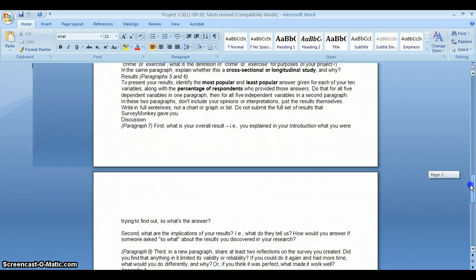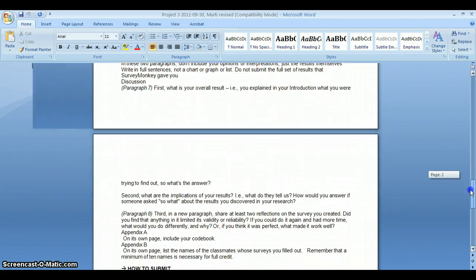Discussion, paragraph 7. That's where you get into interpretation and analysis. So first you state your overall result. That is, you explained in your introduction what you were trying to find out. So what's the answer? What did you find out from the study? Is it what you were trying to find out, or did you find out something different that's interesting? It's okay if you found out something different. Just tell us what it was and why you think you found it and why it doesn't match what you were originally trying to find out that you stated in the introduction.